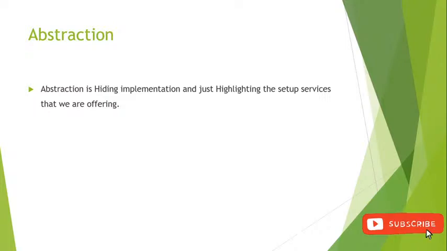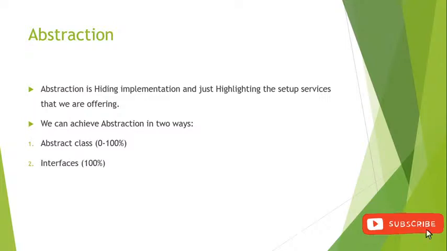This is a very simple topic, we will see. So how will we achieve that? The next question is how we will achieve abstraction. We can achieve abstraction in two ways. The first way is an abstract class, and the other is an interface. There are two ways to achieve abstraction.